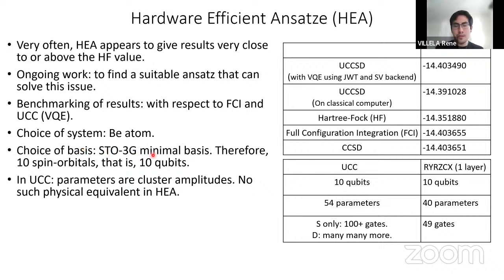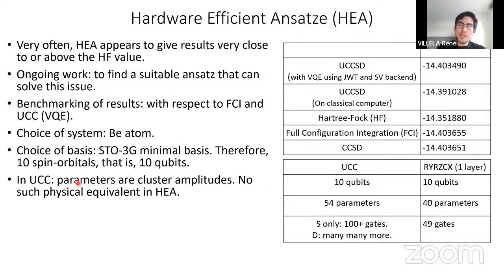Our choice of basis is the STO-3G minimal basis. Again, just making our life simple to explore how this technique behaves for simple scenarios, then we can proceed and have much more complicated scenarios. And in this case, we have 10 spin orbitals, that is 10 qubits for calculation.